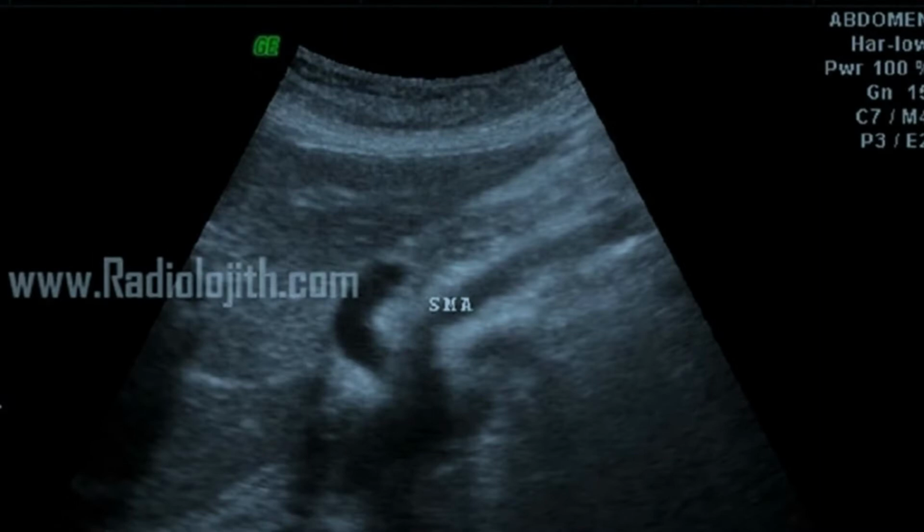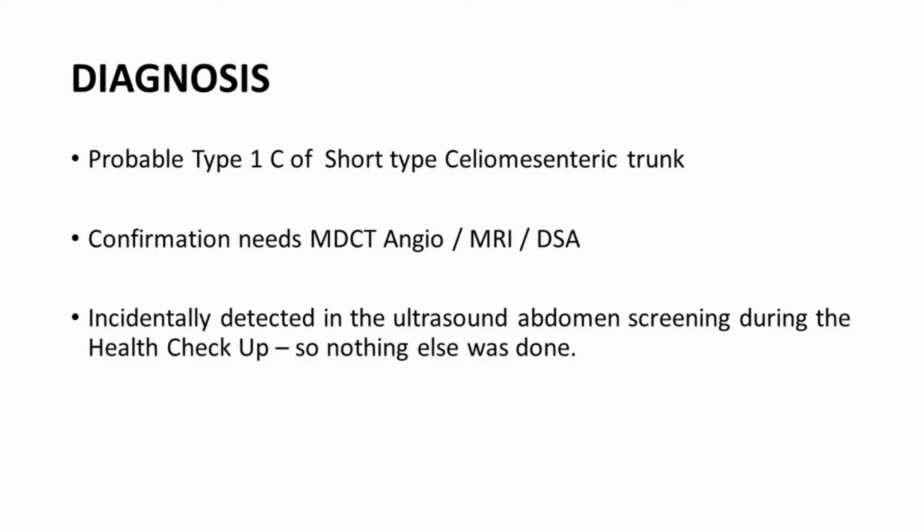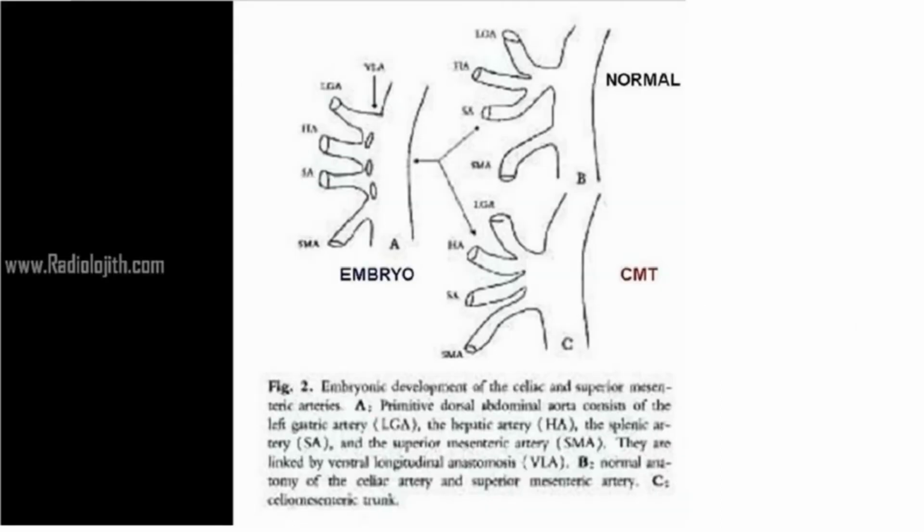The diagnosis is probable type 1C, short type, celiomesenteric trunk. The confirmation needs MDCT angio, MRI or DSA. This case was incidentally detected in the ultrasound abdomen screening during the health checkup, so nothing else needs to be done.